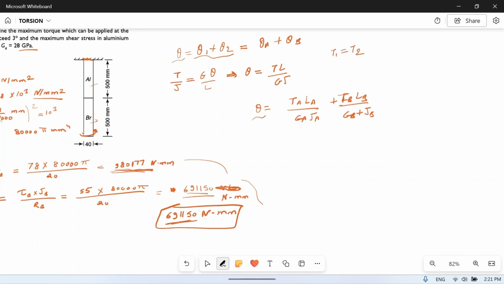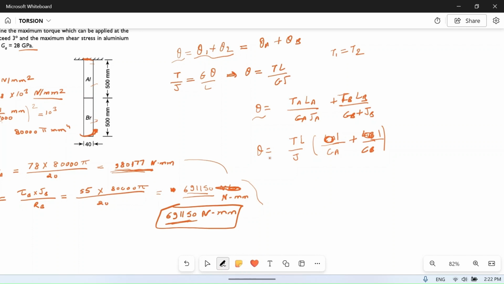If these two shafts are in series, and T is applied at one end, then it will be transmitted up to the other end. So torque T will be the same throughout the shaft. So T is common here, and J is also the same because these two have the same cross section. So theta will become T by J times LA upon GA plus LB upon GB. Now L is also the same, so if L comes out, this will become 1 by GA plus 1 by GB.